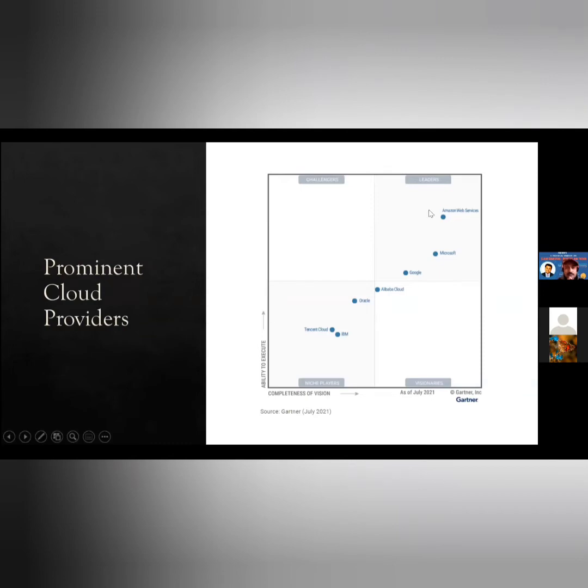So the leaders at the moment, as identified by Gartner as of July 2021, are Amazon Web Services, Microsoft Azure, and Google Cloud. These are the leaders identified. We have Alibaba Cloud in the visionary quadrant. And we do have some niche players as well, like Oracle, like IBM, like Tencent. And this quadrant keeps changing. Gartner publishes this quadrant on a regular basis. This gives an idea of where each vendor is standing with respect to their cloud capabilities.